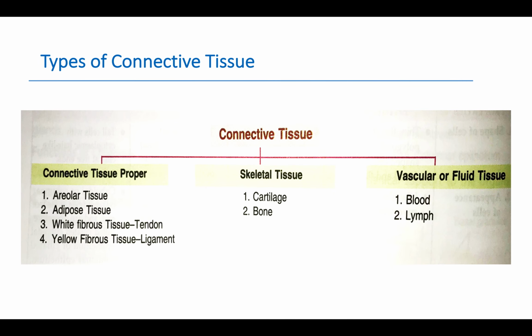Types of connective tissue. Here are given different types of connective tissue. Connective tissue is further of three types: connective tissue proper, skeletal tissue, and vascular fluid tissue. Connective tissue proper has four types: areolar tissue, adipose tissue, white fibrous tissue tendon, and yellow fibrous tissue ligament. Next is skeletal tissue. These are of two types, cartilage and bone. Fluid tissue is of two types, blood and lymph.